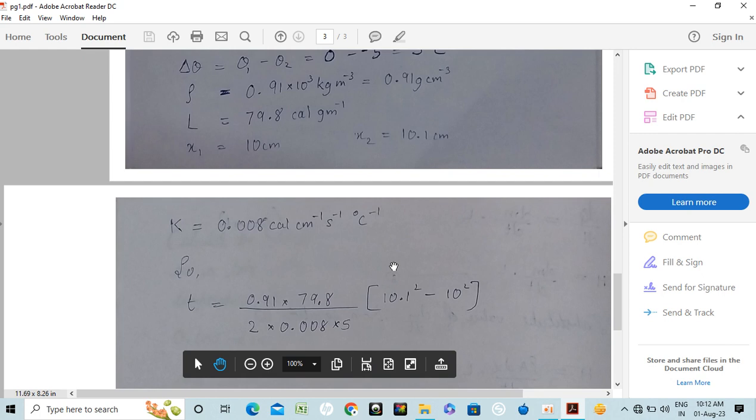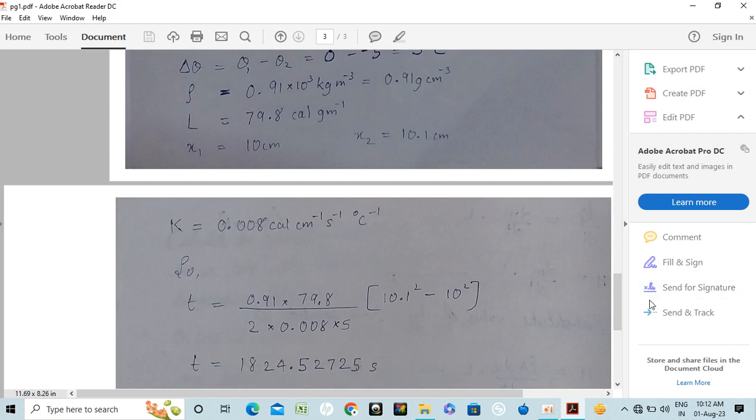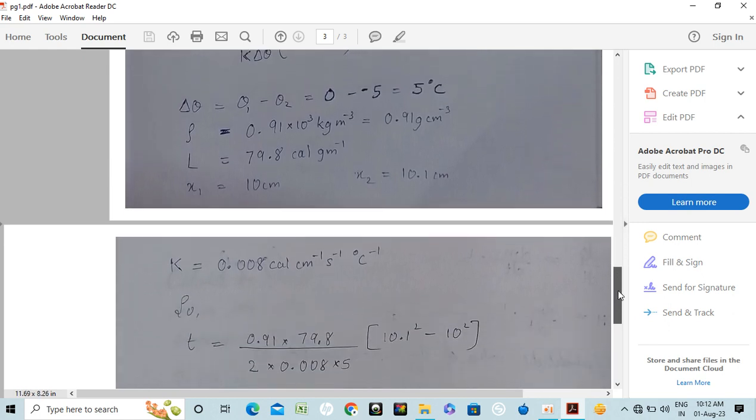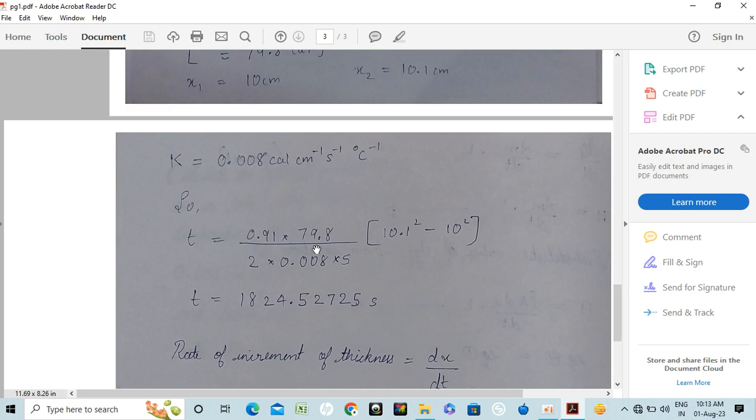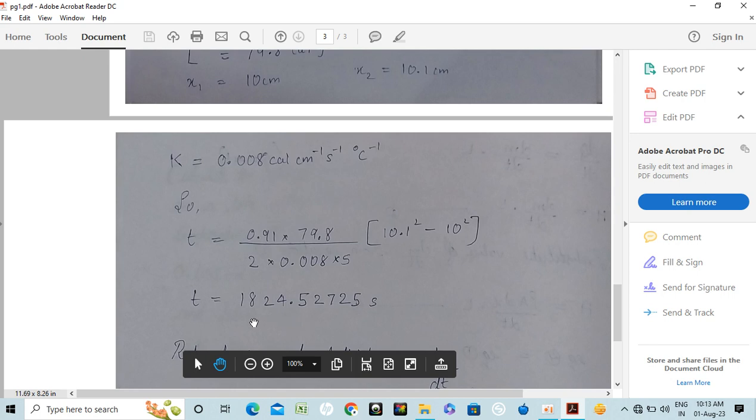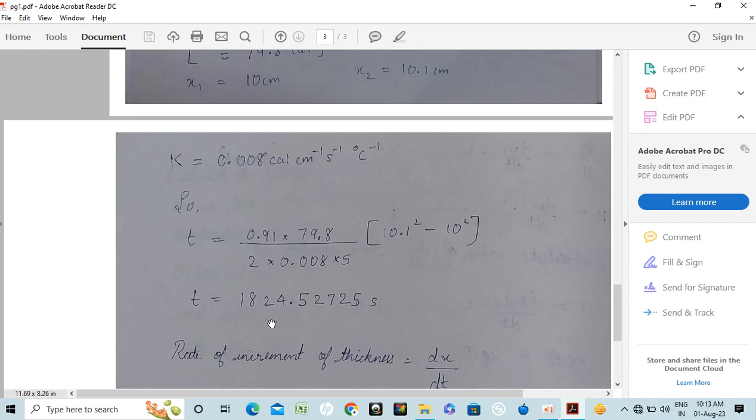So substituting this in our equation number 6, we get T is equal to 0.91 times 79.8 by 2 into 0.008 times 5 into 10.1 square minus 10 square. We get T is equal to 1824.52725 seconds. So this much time is required for the ice layer to increase its thickness from 10 centimeters to 10.1 centimeters. Now we have to find the rate of increment of thickness.